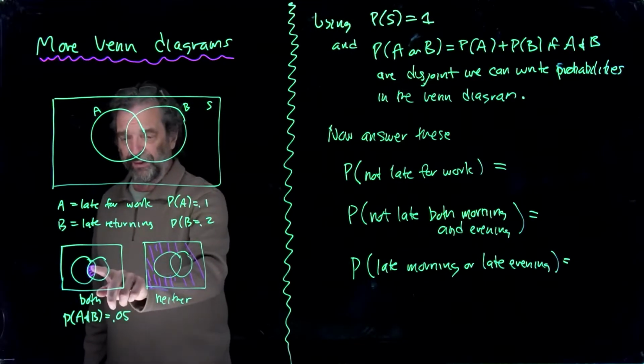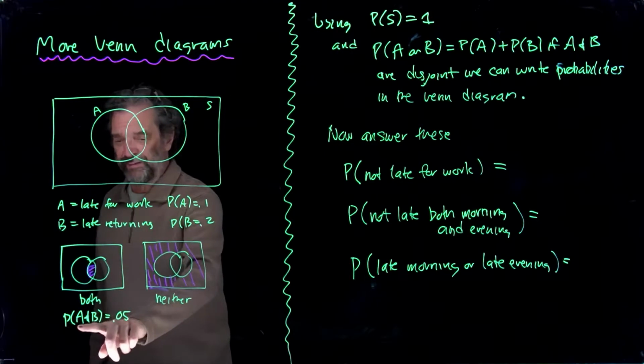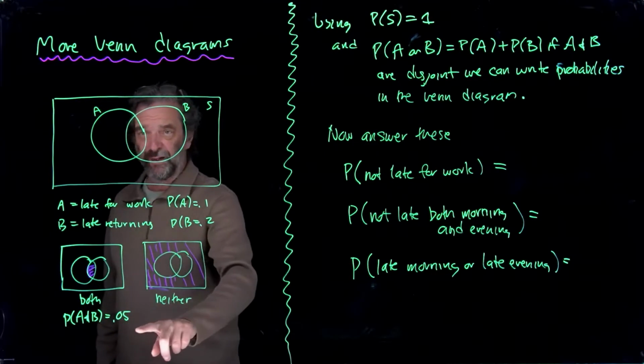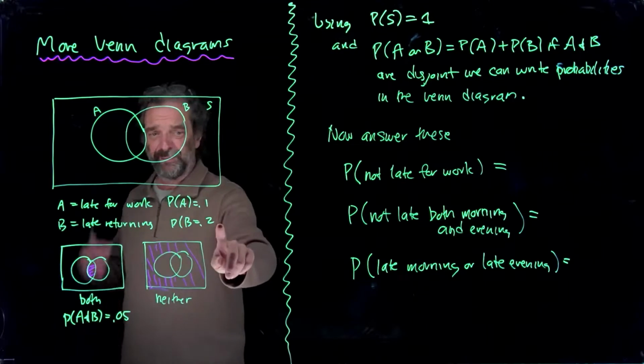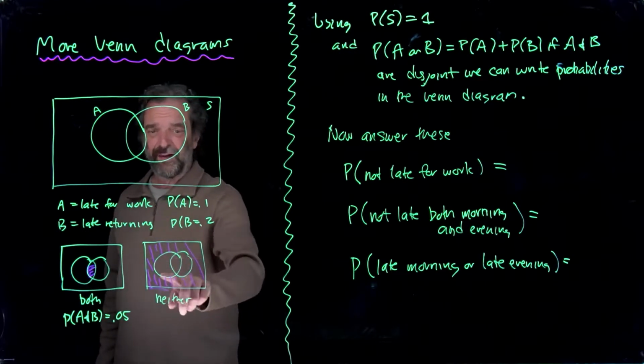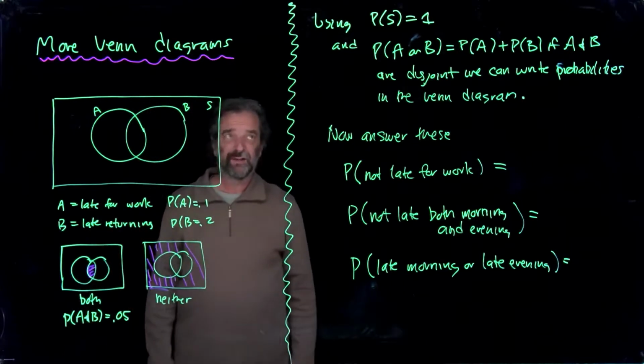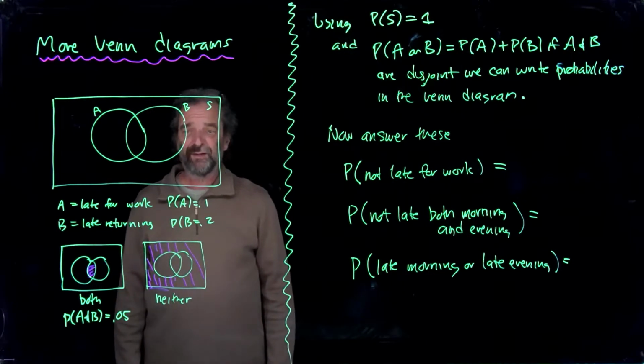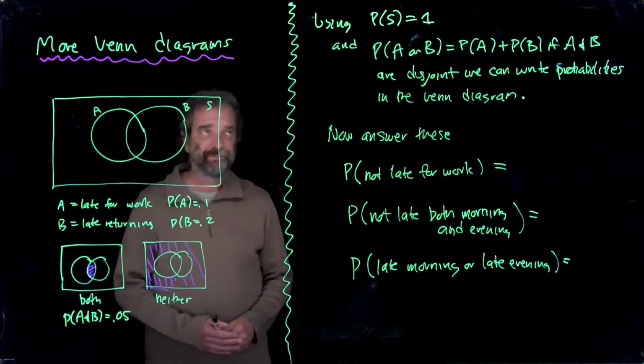Both is here, where the two overlap, and we have the probability of A and B is 0.05. That's what we said. We said the probability of A is 0.1, the probability of B was 0.2. Here's neither, not late at all. It's this piece outside here. I don't have any information about it, but we can get information to fill in those probabilities like this.